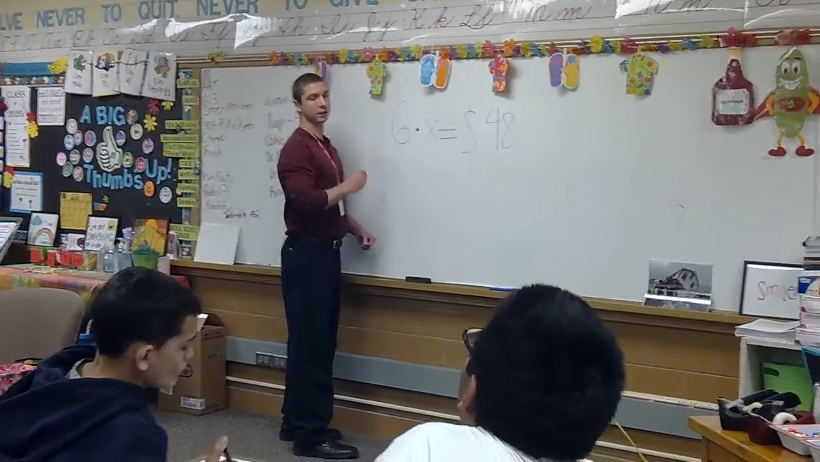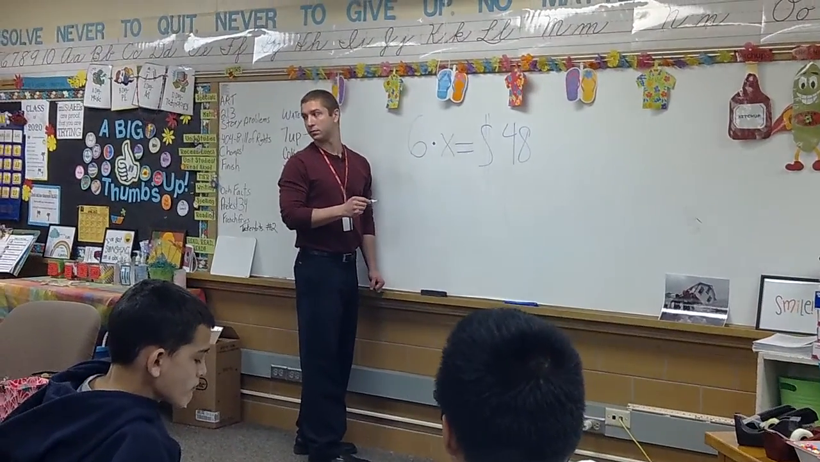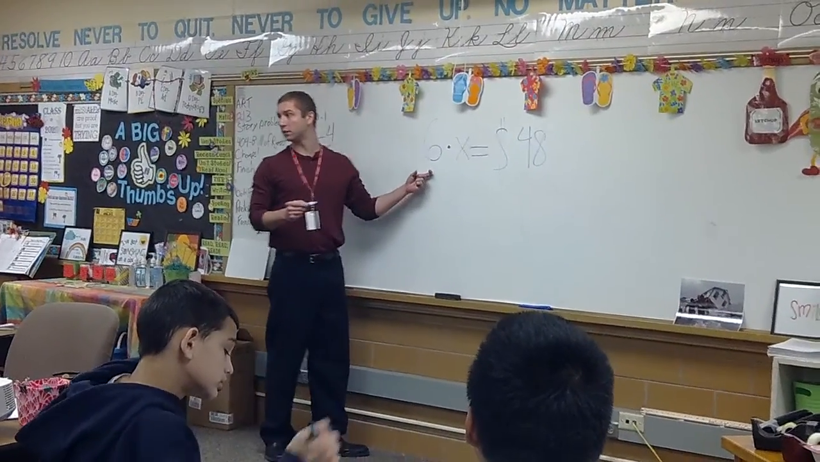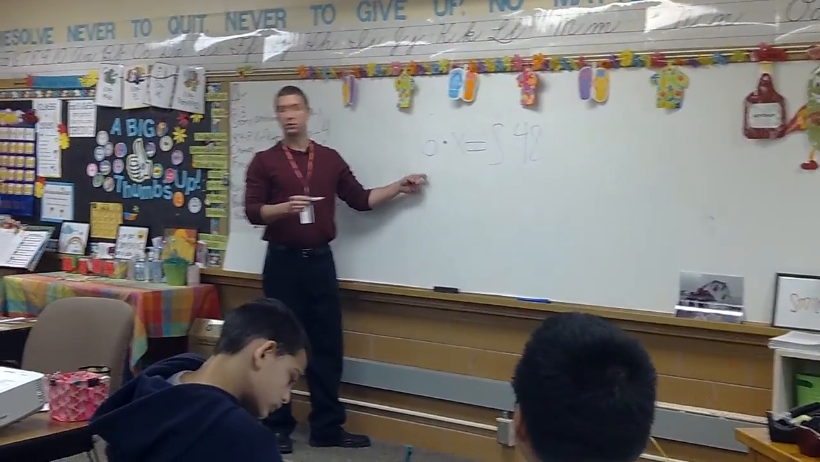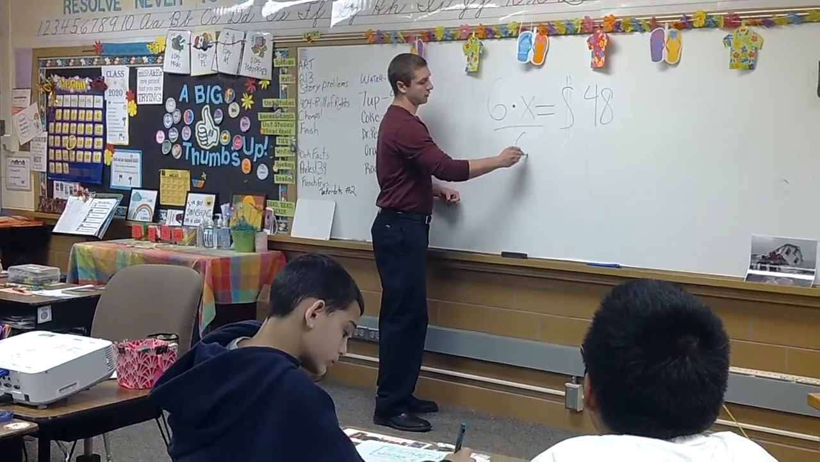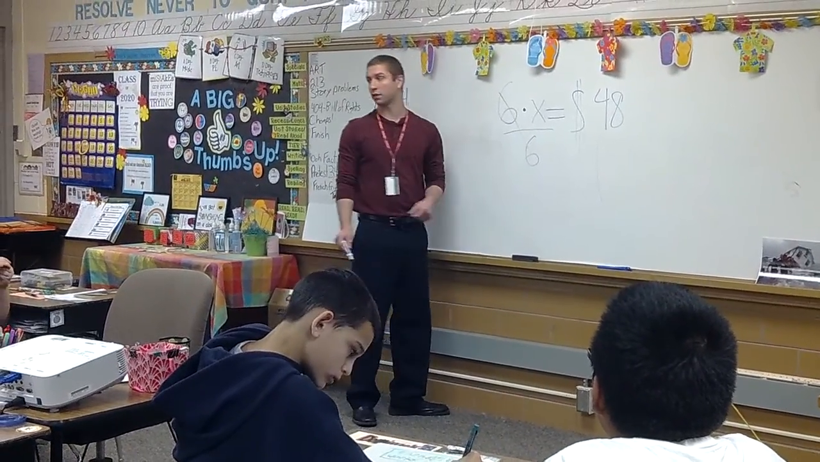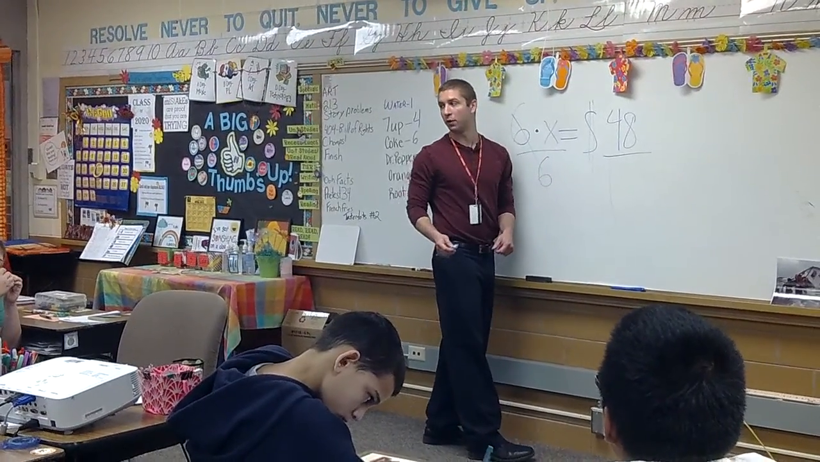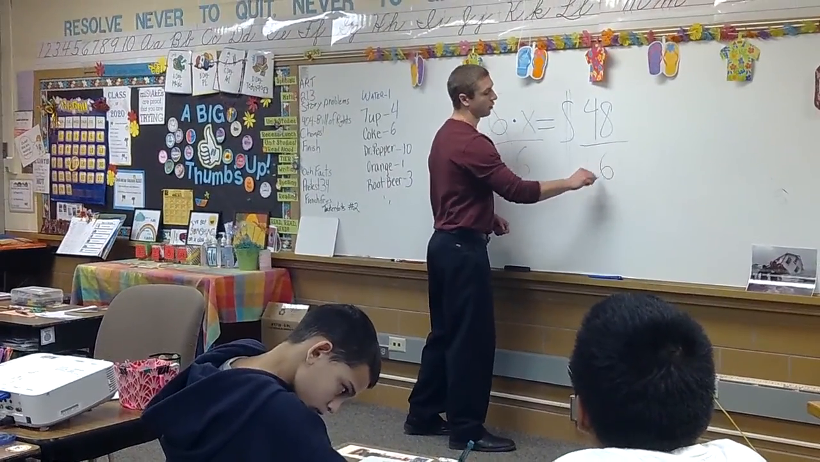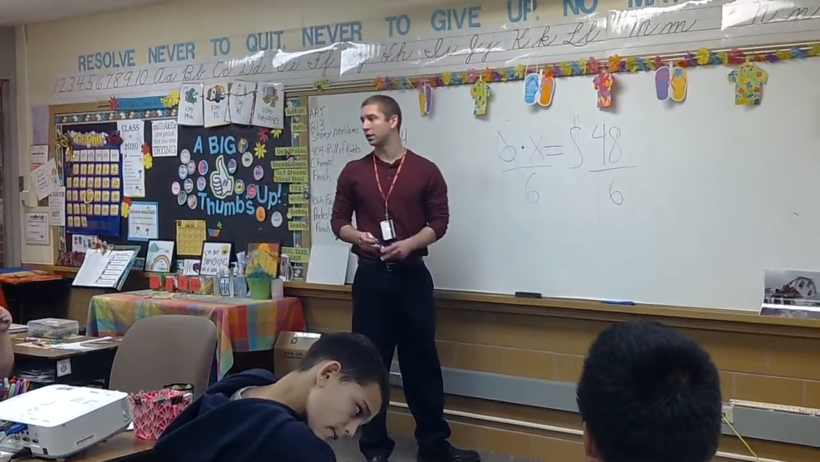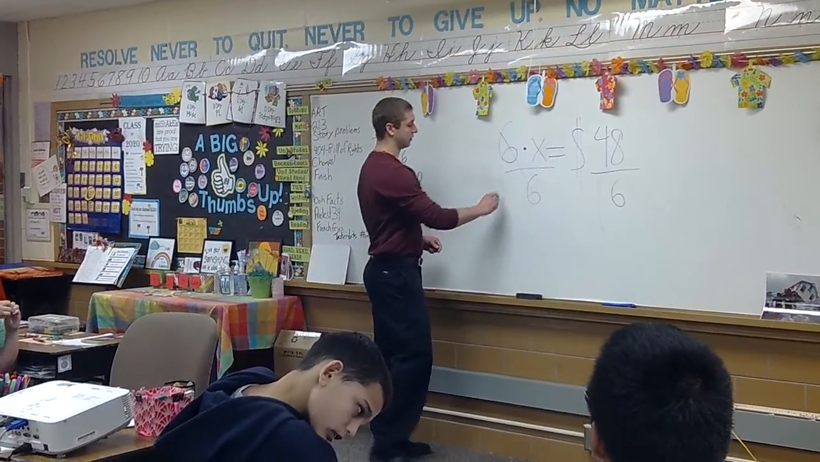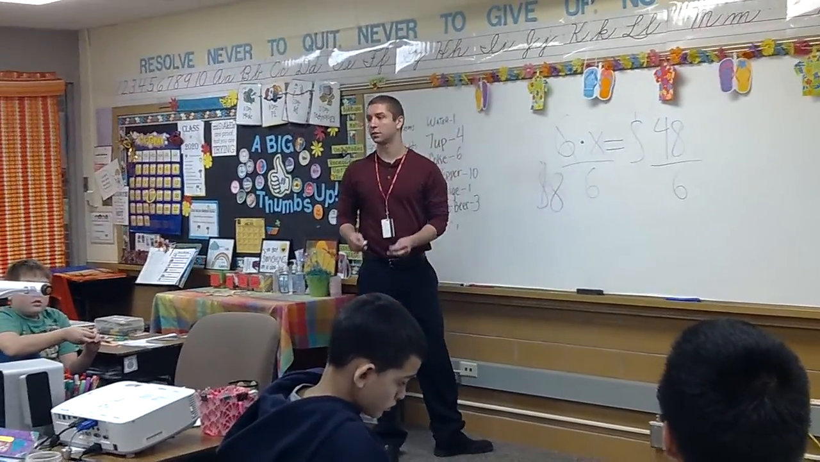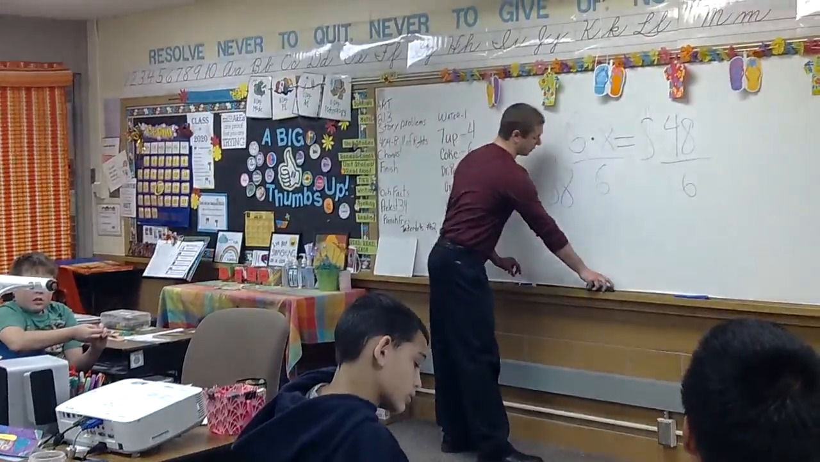So, what are we going to do to the 6 on this side? Elizabeth, what are we going to do to the 6 on this side? Divide it by 6. Those cancel each other out, correct? So we got to do the same thing on this side. So we're dividing by what? 48 divided by 6 equals 8. So the answer is 8? Yes. You were correct.